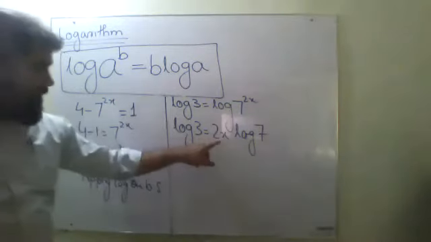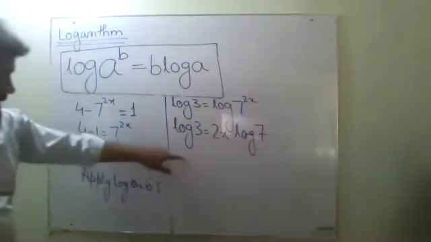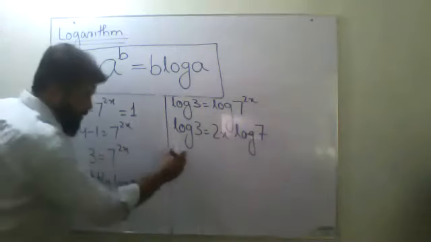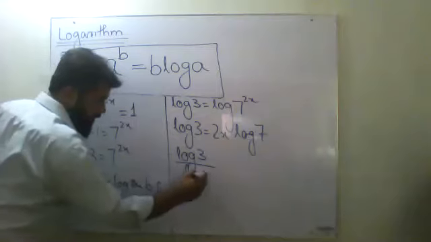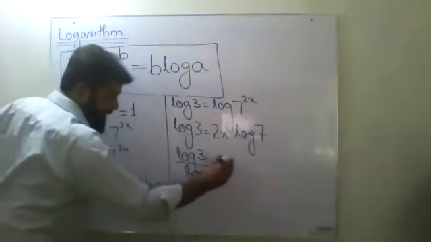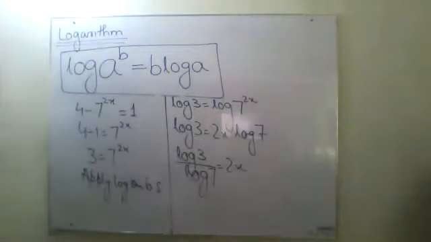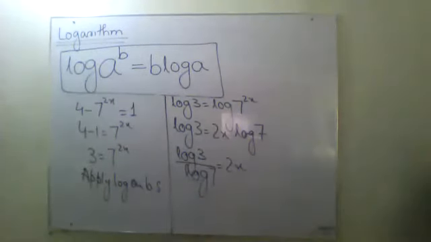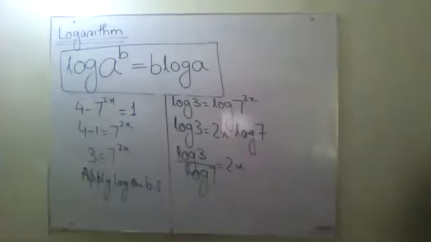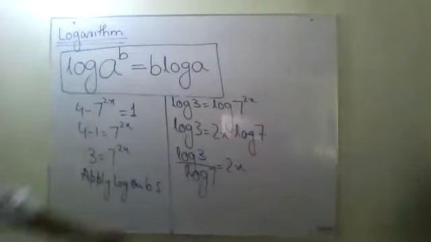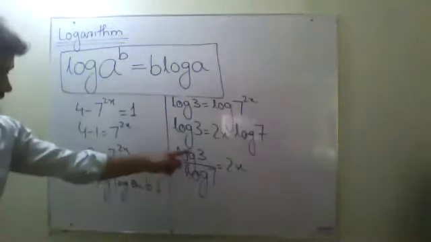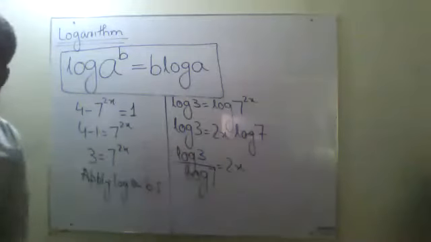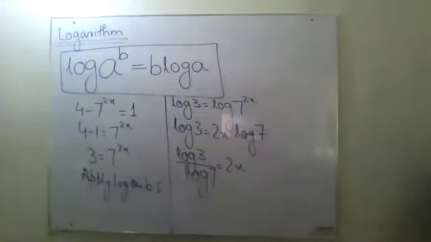So now, in order to find this, first of all, I am shifting: log 3 over log 7 equals 2x. Log 3 over log 7 equals 2x. This is the thing which we have got. Now, first of all, solve this part. You have to solve this one by using a calculator. Log 3 divided by log 7.